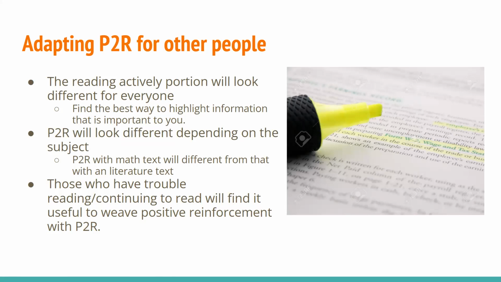Those who have trouble reading or continuing to read will find it useful to also weave positive reinforcement with P2R. Positive reinforcement is the idea of rewarding oneself when they accomplish a task that's difficult for them. By doing this with P2R, for example, by giving yourself a treat after you finish the review portion, or giving yourself a cookie every time you finish the preview portion, will help reinforce these skills into habits.